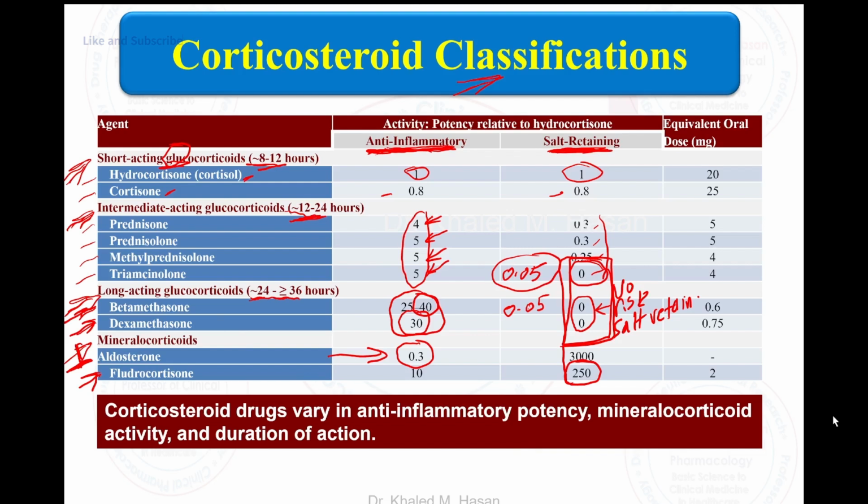Okay, this is a very important table to remember, memorize, and master the information in. Short duration, intermediate, long duration. Then we have the mineralocorticoids, aldosterone, fludrocortisone. I will repeat the main categories. We have short duration of action: 2 medications, hydrocortisone and cortisone, 8 to 12 hours. Intermediate acting: prednisone, prednisolone. Long acting: betamethasone, dexamethasone.